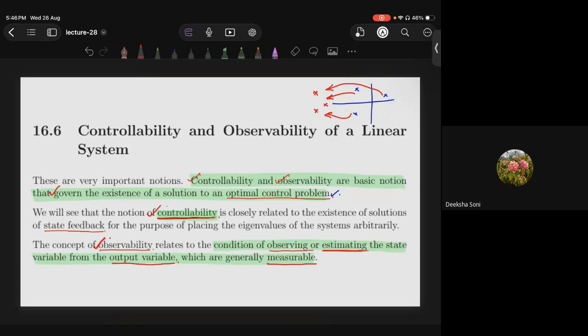Once we measure, we can talk about controllability. Can we measure the states? That will be discussed by observability. You'll understand in a better way once we get to the point.